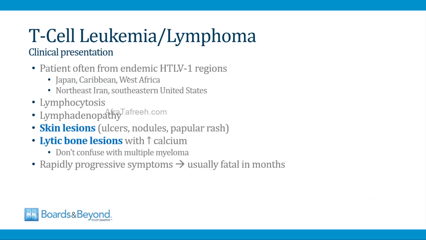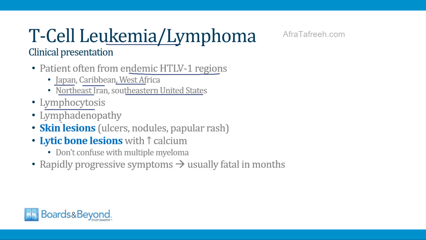In terms of clinical presentation, the patients who develop this condition are usually from an endemic HTLV1 region of the globe. There are a number of places where HTLV1 is common. Some of them include Japan, the Caribbean, and West Africa. You can also find it in northeastern Iran. It's also more prevalent in the southeastern United States. And then it's called leukemia lymphoma because patients present with an elevated lymphocyte count similar to leukemia. They have a lymphocytosis, but also lymphadenopathy similar to lymphomas.